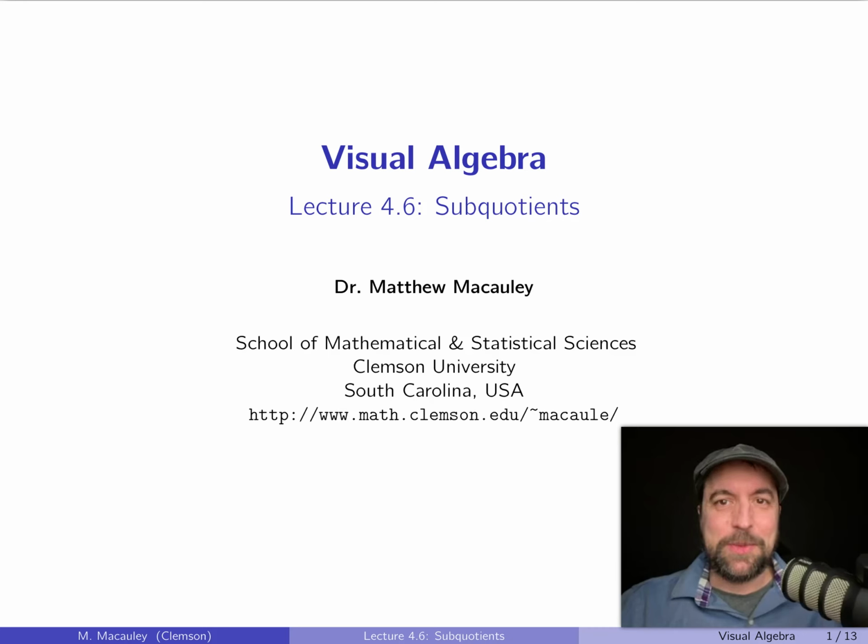Welcome to Visual Algebra Lecture 4.6, Subquotients. When a group arises as a subgroup of another, its subgroup lattice appears at the bottom. When a group arises as a quotient, its subgroup lattice appears at the top. We saw that in the correspondence theorem. In this lecture, we'll revisit the concept of a subquotient, which arises when a familiar subgroup lattice appears in the middle of a bigger lattice.